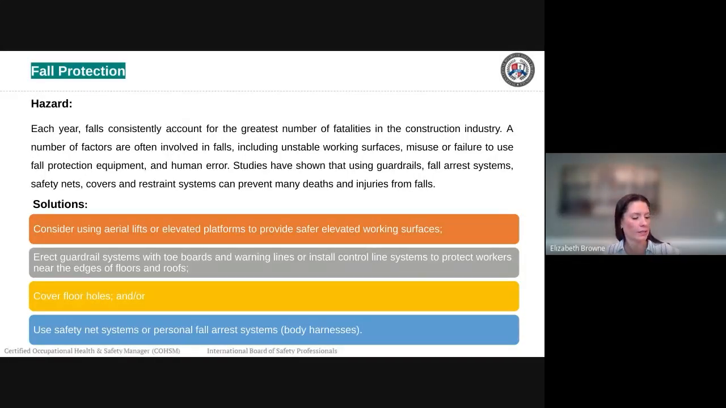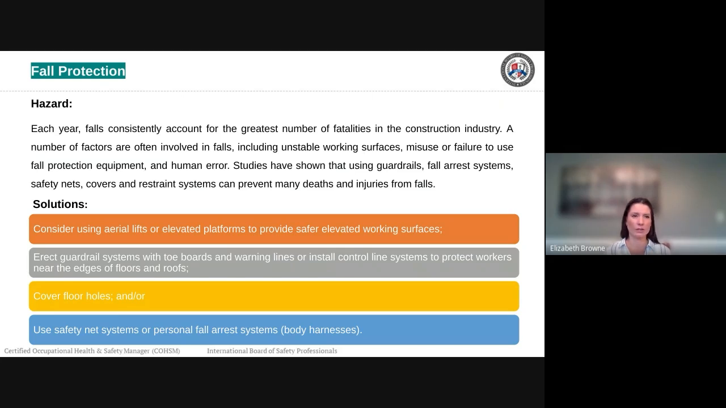All right, our next hazard is fatalities due to falls. It's consistently the greatest number of fatalities in the construction industry. A number of factors are often involved that contribute to falls, including unstable work surfaces, misuse or failure to use fall protection equipment, and human error.